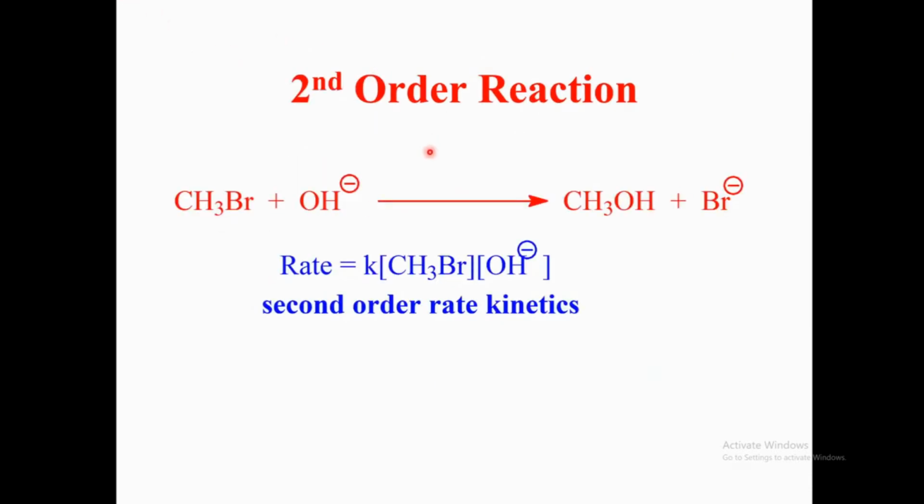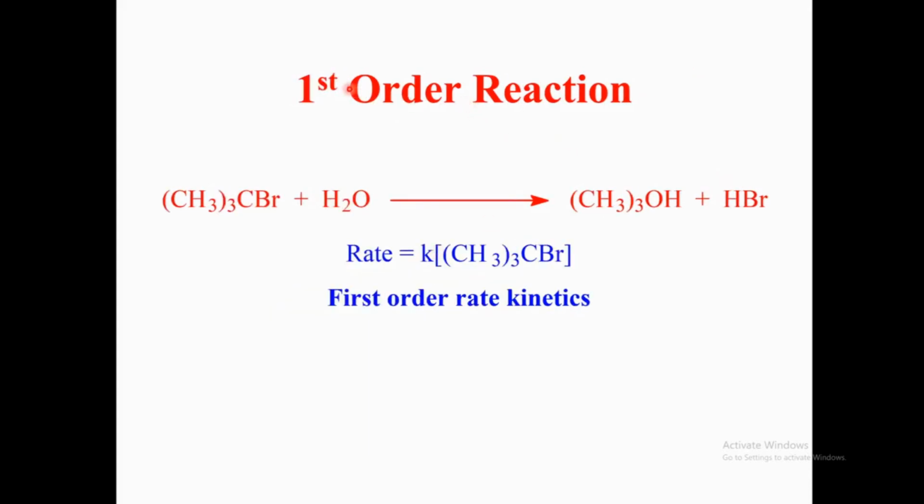And what is a second order reaction? For example, this is an alkyl halide which reacts with a base. A nucleophilic substitution reaction takes place. In order to write the rate expression, rate is equal to k, the starting material and the nucleophile. Second order rate kinetics is written in this way. First order kinetics is written in this way.